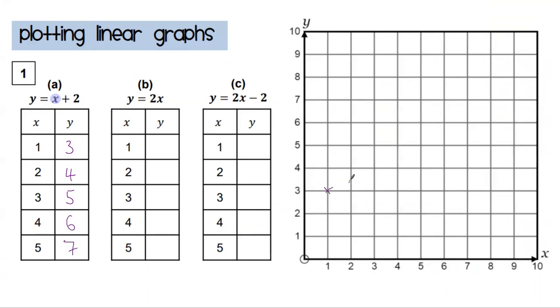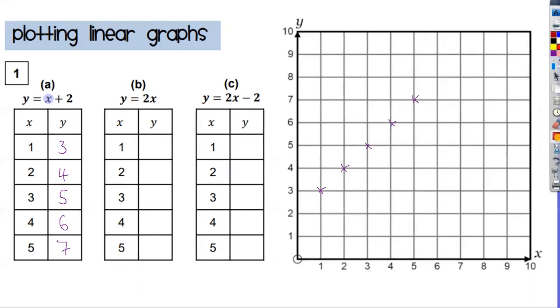Okay, and then you've put an M. So 1, 3 is there. 2, 4, 3, 5, 4, 6, 5, 7, and then you need to draw a line. Now that pattern would continue forever, so you need to follow it all the way through. Don't just do it through those points, do it the whole way.